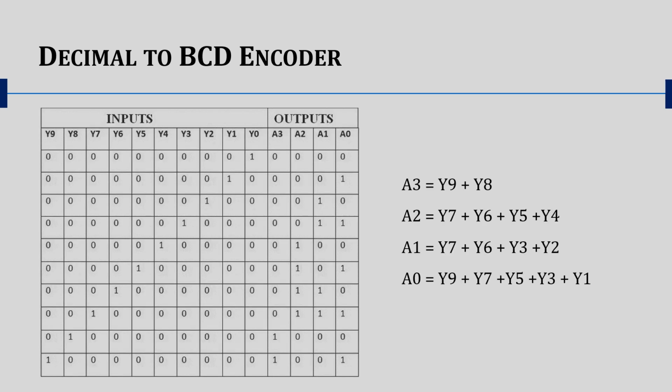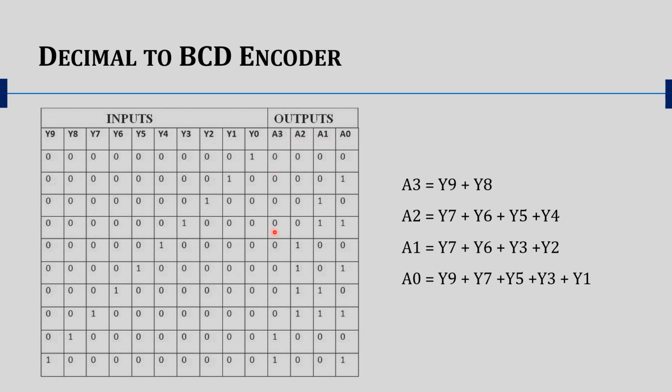Let's look into the truth table of this decimal to BCD encoder. As we said, it consists of 10 different inputs with 4 outputs. When y0 is equal to 1, it represents the 0000 combination. If y1 is equal to 1, it represents the 0001 combination. If y2 is equal to 1, it represents the 0010 combination. Similarly, we can fill the truth table. From the truth table, we can find the corresponding Boolean expressions for the outputs A0, A1, A2, and A3.